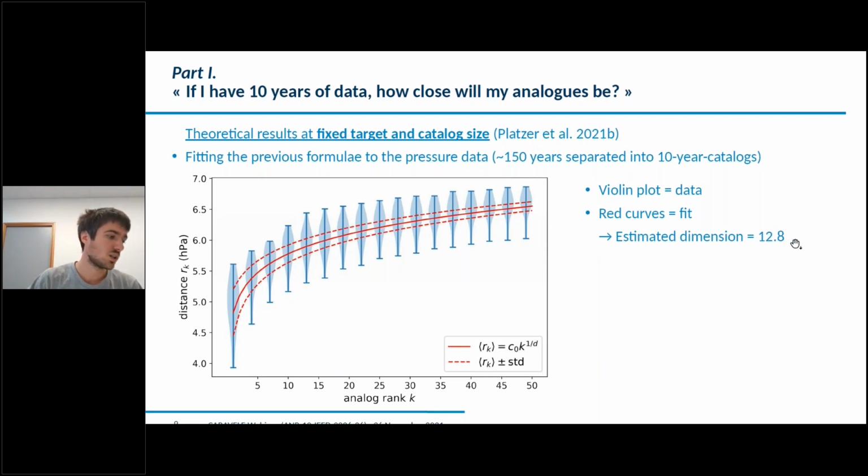So that would mean that you would need at least 13 measurements to be able to reconstruct the pressure field. If you're thinking of placing sensors, as you will hear in the following talks, this would tell you that you would need at least 13 sensors to be able to reconstruct the pressure field. We also see that the variability for the first analog is higher than the variability for the 50th analog, and that is also consistent with our theory.